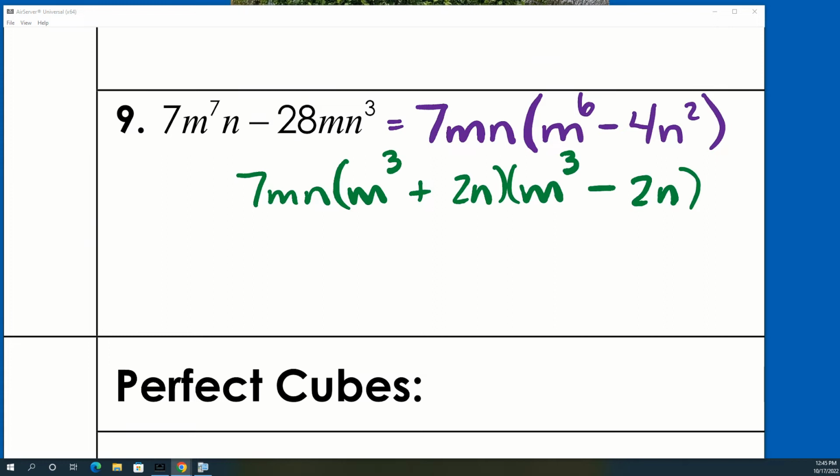All right, you guys try 10. 10 also has a GCF to factor out first. 10 is kind of tricky, actually.